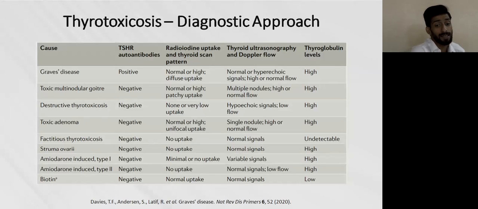Now, if your antibody is negative, then we do a radioactive iodine uptake study. Like we quickly went through the previous RAIU study pictures. If you have a normal or a high activity with patchy uptake, it's a toxic MNG. If you have a focal, unifocal uptake, but the remaining thyroid is suppressed, it's toxic adenoma or an autonomous nodule.